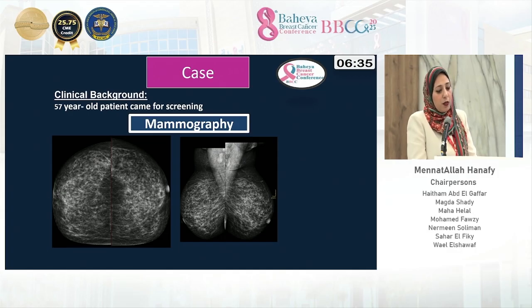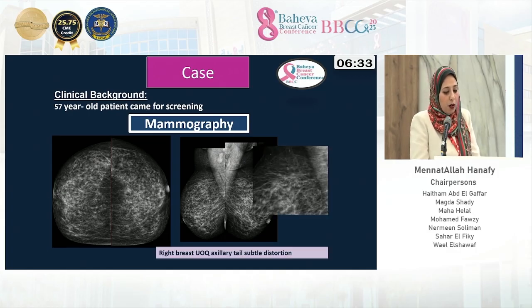A 57-year-old patient came for screening. Her mammography showed right breast upper outer quadrant axillary tail subtle distortion.